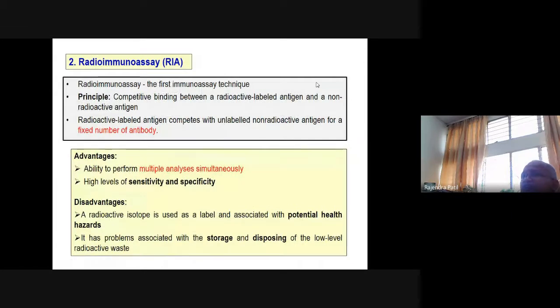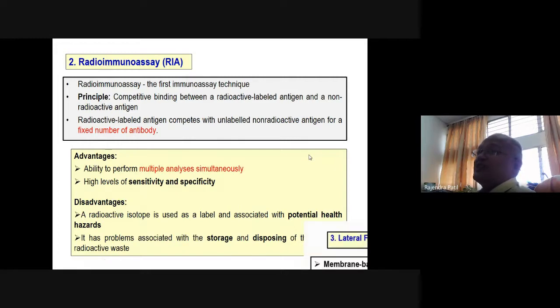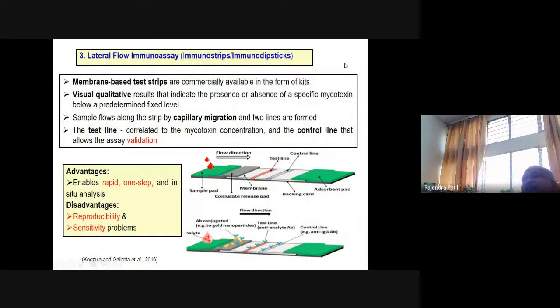Then radioimmunoassay is another very important method, the first immunoassay technique developed, and nowadays we also use it for the detection of mycotoxins in feed and fodder samples. The advantages are that multiple analyses can be done simultaneously, with high levels of sensitivity and specificity. The disadvantage is that we use radioisotopes, which are a potential hazard for personnel, and the storage and disposal after use is a problem.